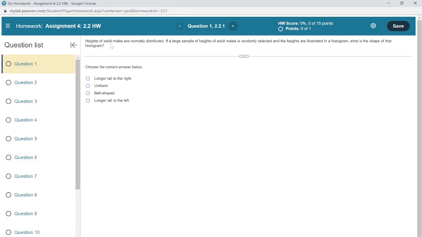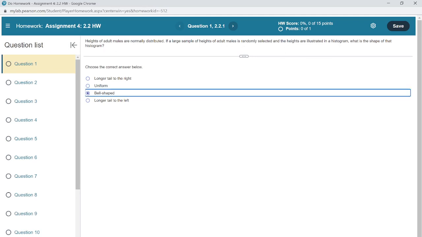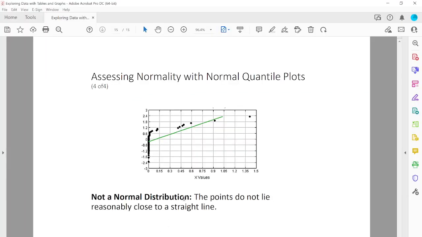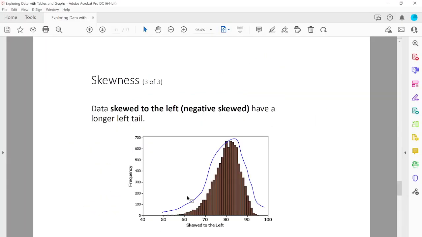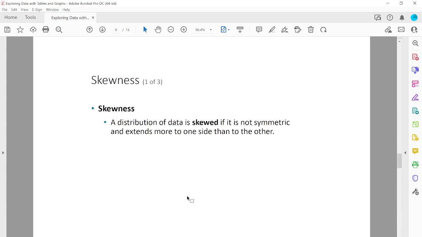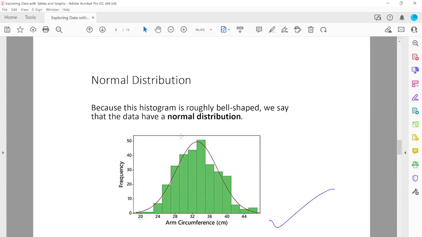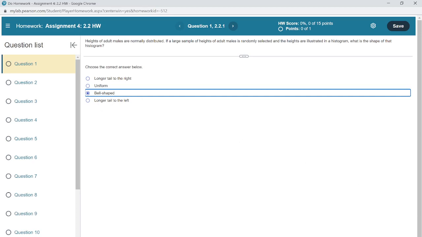Heights of adult males are normally distributed. If a large sample of heights of adult males is randomly selected and the heights are illustrated in a histogram, what is the shape of the histogram? If it's normally distributed, the shape should always be bell-shaped. If you remember the shape I was showing you for the normal distribution, it should be bell-shaped. Okay, this is called normal distribution, which is always bell-shaped. So the answer should be bell-shaped.